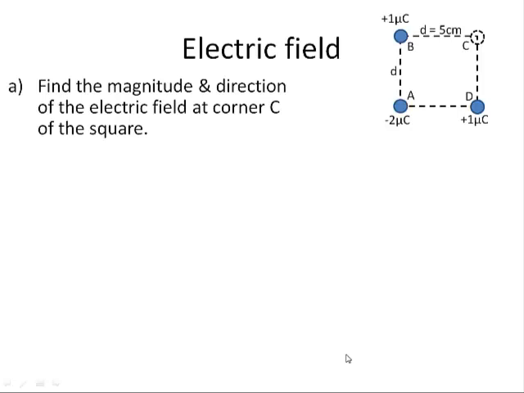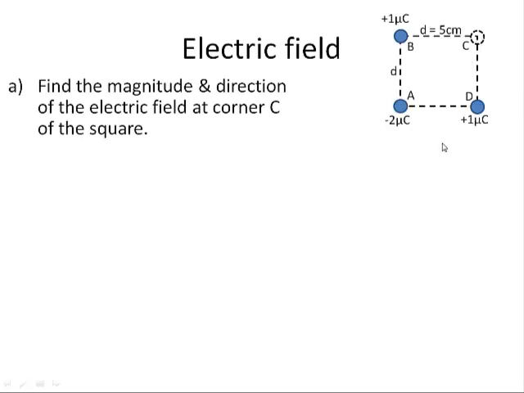Here's an example problem. In part A, find the magnitude and direction of the electric field at corner C of the square. So notice that there doesn't have to be a charge in order to have an electric field at this location. Remember that the electric field is just a property of that place in space, that if we put a charge there, it would feel a certain force that was proportional to the electric field depending on the charge.